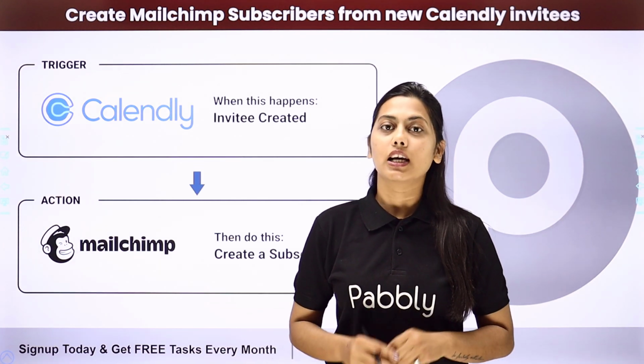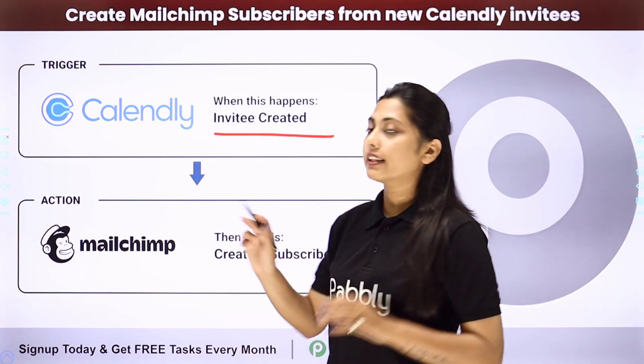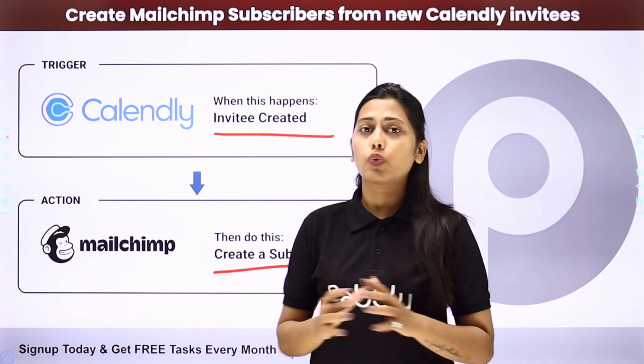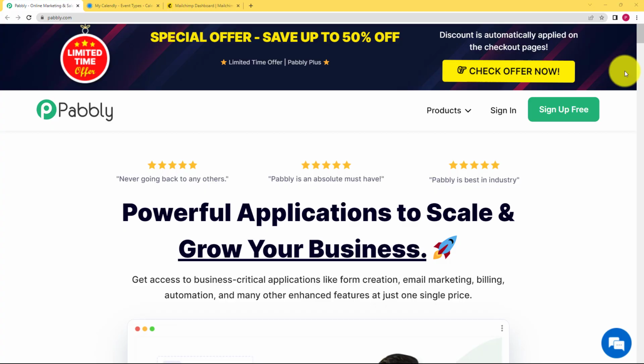But today we will learn how to create an integration where our trigger will be invitee created in Calendly and creating a subscriber will be our action in Mailchimp. We will be doing this with the help of Pabbly Connect. Let us learn how to do it.